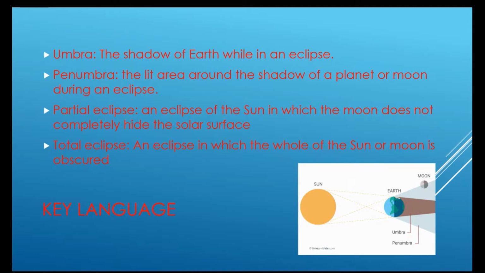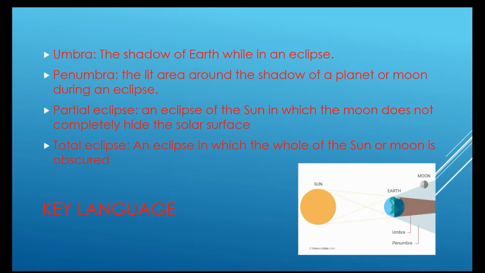The key language for this tutorial are the following: umbra, which is the shadow of Earth while in an eclipse, and the image down the bottom of your screen on the right hand side can show you where the umbra is. The penumbra is the lit area around the shadow of a planet or a moon during an eclipse. And again, the image down the right hand side will obviously show you where the penumbra is.